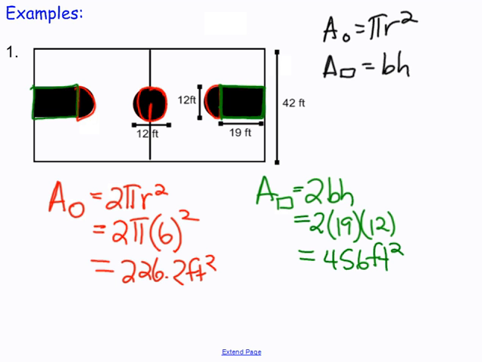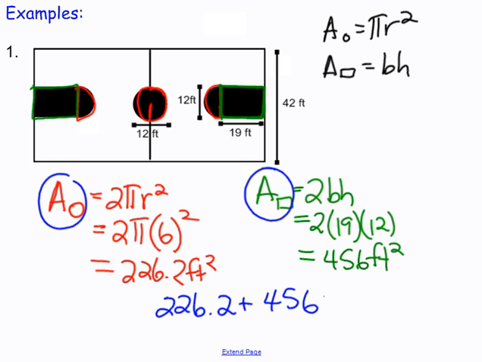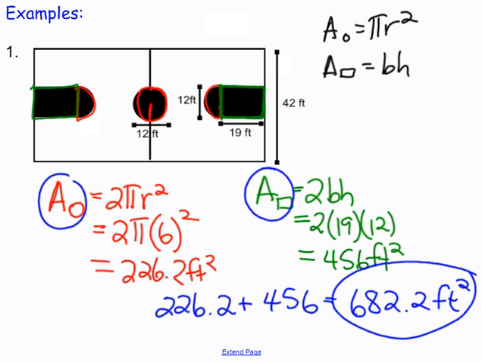Now I'm not done yet because I want the total. So the total is going to be the areas of the rectangles and the areas of the circles. So I'm going to add those two together: 226.2 plus 456 equals 682.2 feet squared. That's the total of all of that black area.